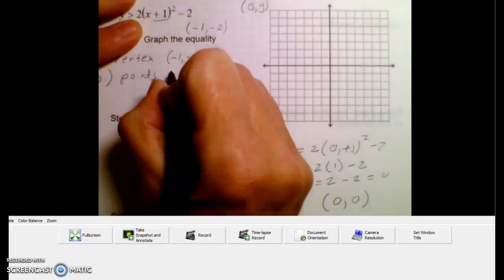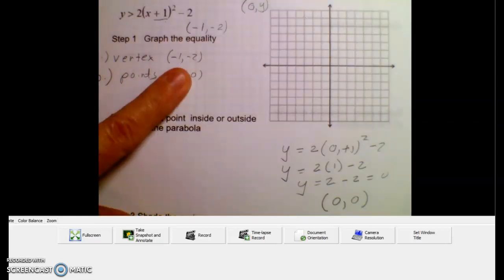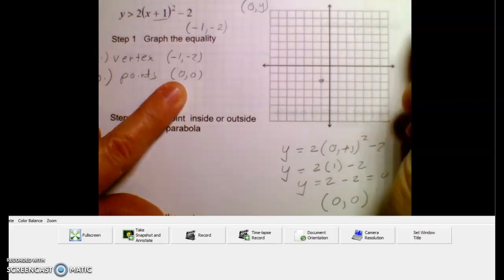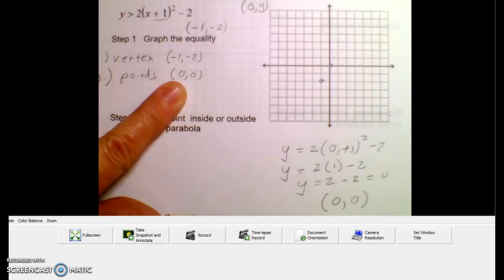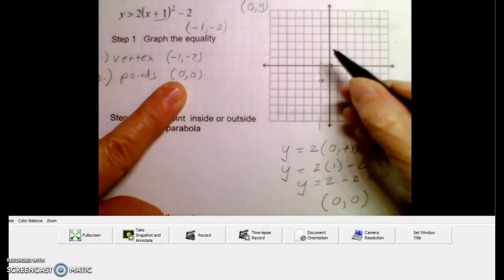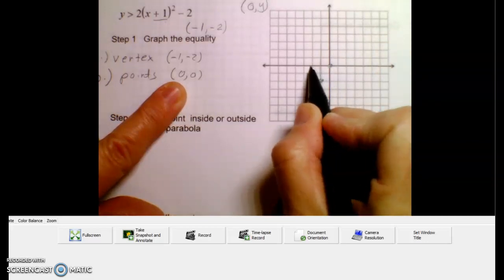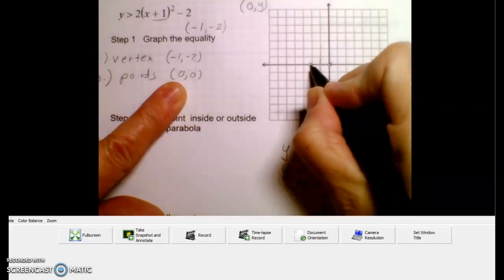All right, so I'm going to place my first point here, list it there, and I'm going to plot my vertex too. So coming over here, I'm going to go -1, -2, and place a point. My other point that I just found is 0, 0. It's right there. And again, I can use the axis of symmetry going right through there. And if I know this point is 1 away from the axis of symmetry, then I should have another point 1 away from the axis of symmetry. So I should have another point right there.